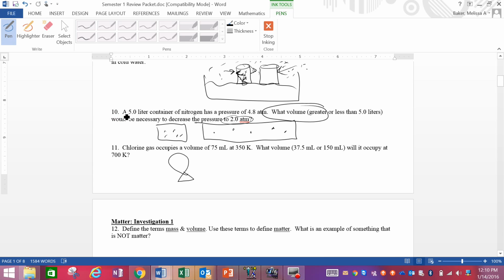Okay, we've got chlorine gas occupying 75 milliliters at 350 Kelvin. What if you heat up those particles? What's going to happen to that balloon? Well, if you heat them up, those particles are going to start moving faster and they're going to push out against the edges of that balloon with more force. So that balloon, the volume, will increase when temperature goes up.